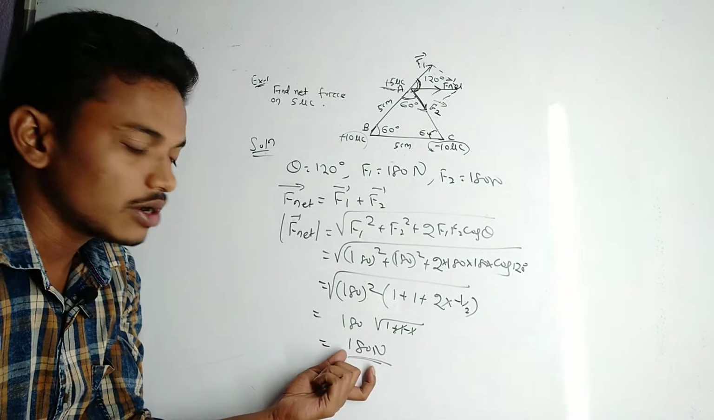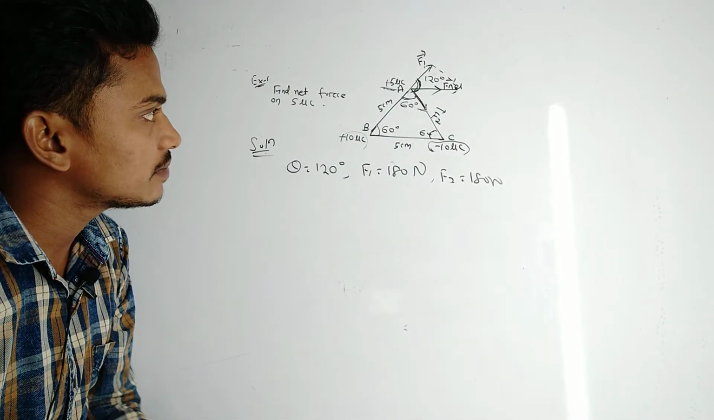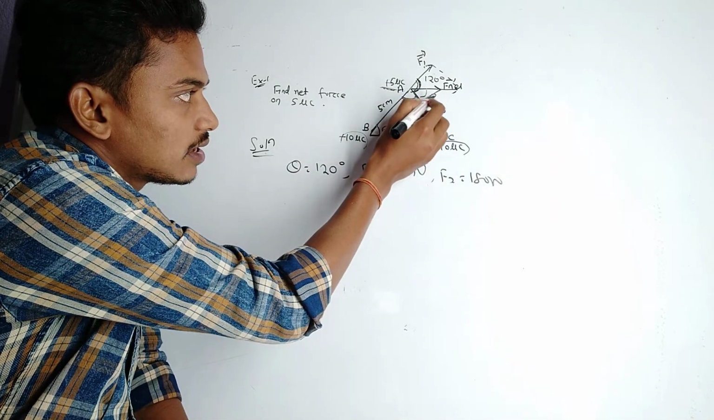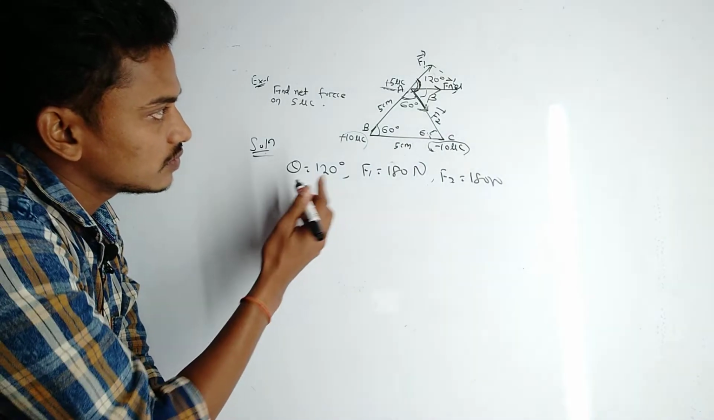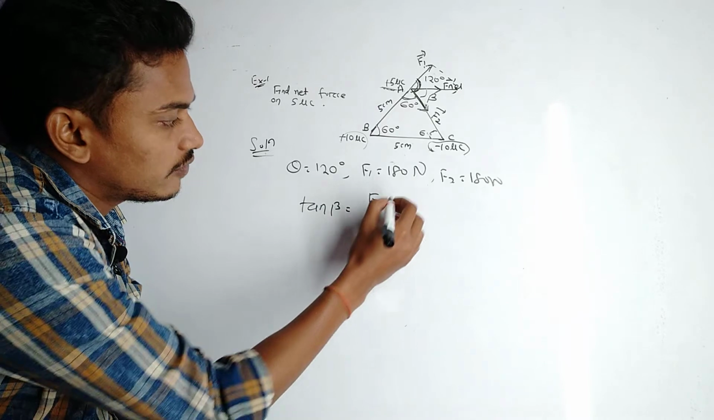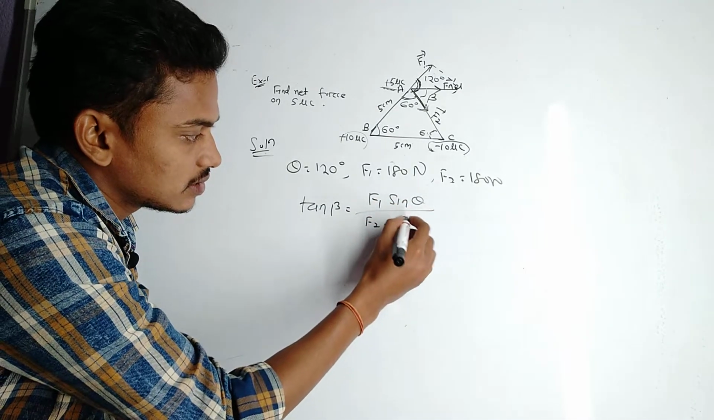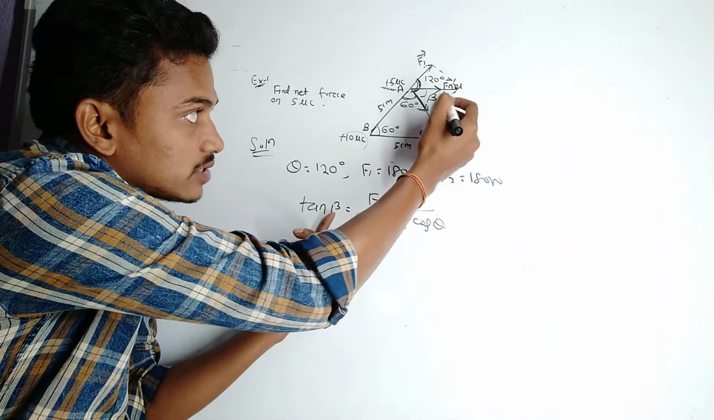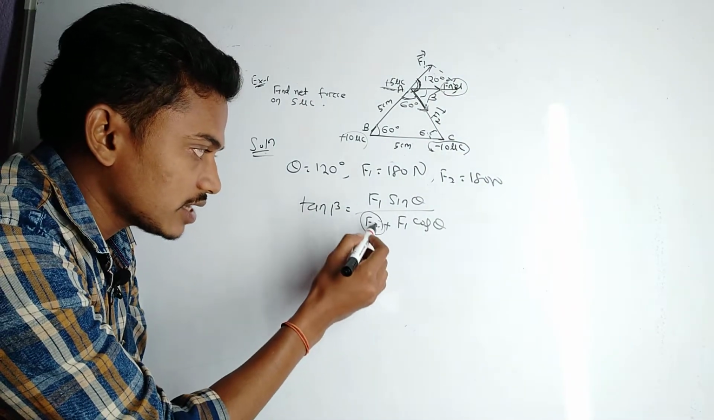This is the magnitude of net force, 180 Newton. Now to find the direction of F net, consider an angle beta that it makes with the F2 vector. So tan beta is F1 sin theta divided by F2 plus F1 cos theta. Beta is the angle that the resultant vector F net makes with the F2 vector.